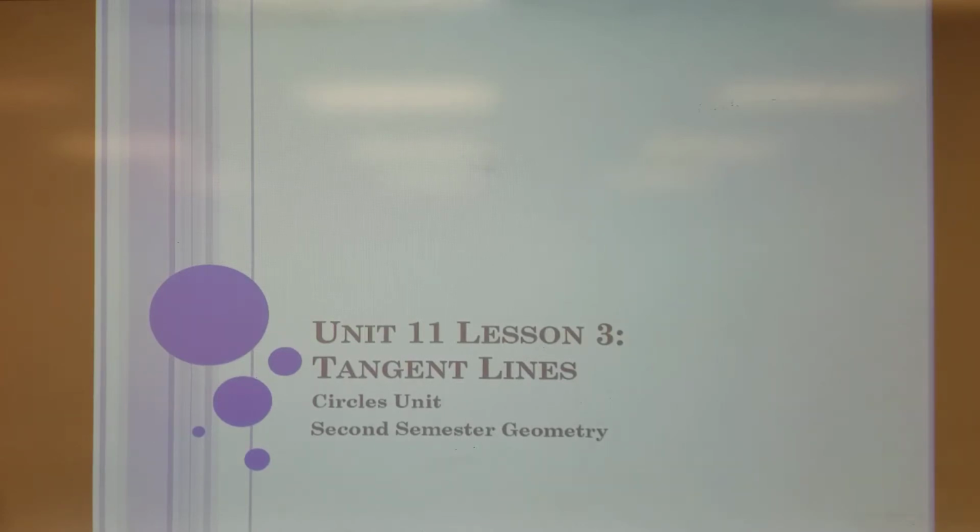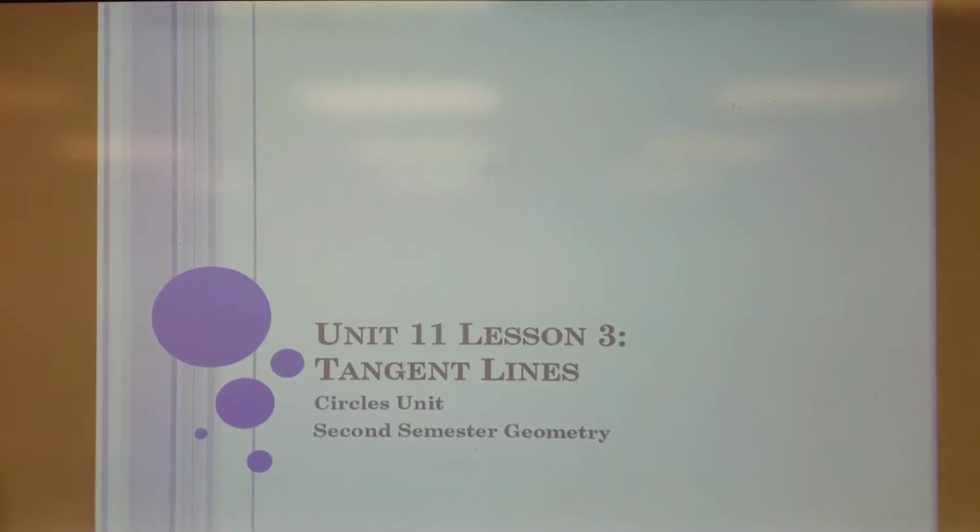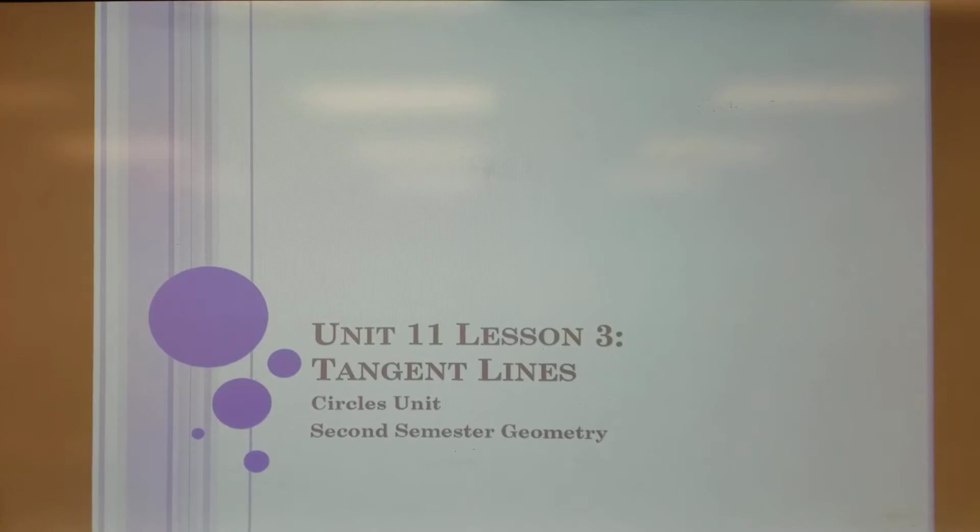These are lines that barely touch the circle, and as they intersect it in exactly one point, we're going to find out that there are some special relationships formed with the angles that are formed there. And so we're going to have a little exploration here.